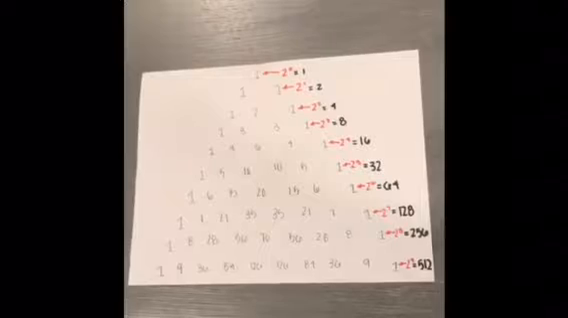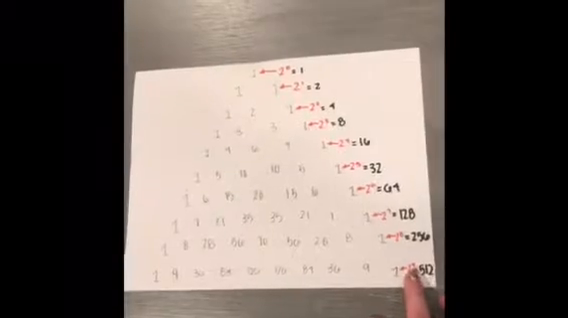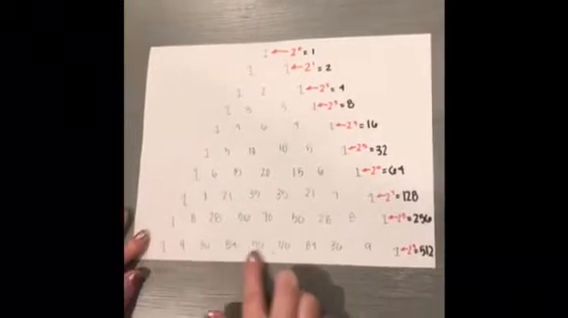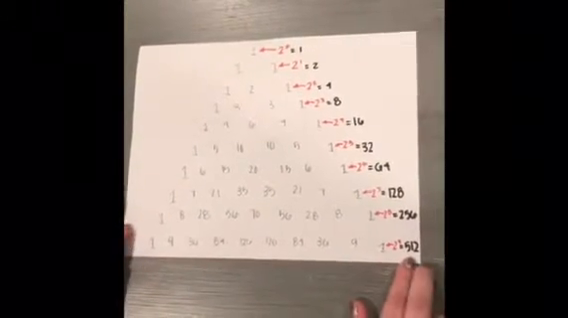You know how to figure out 2 to the 9, right? Since this is row 9, 9 would be in the exponent, and you would add all of these numbers together, and you would get 512. And that's how you use Pascal's triangle.